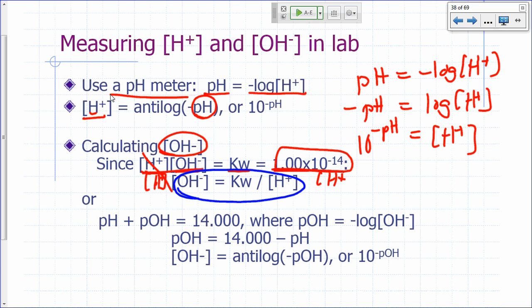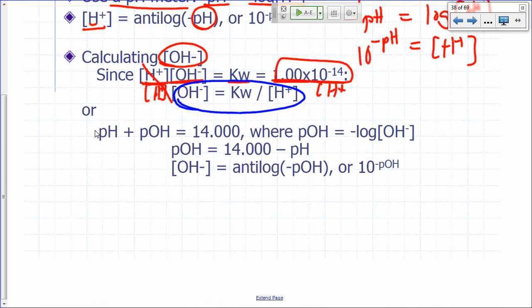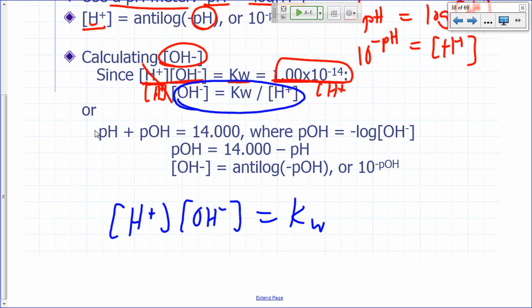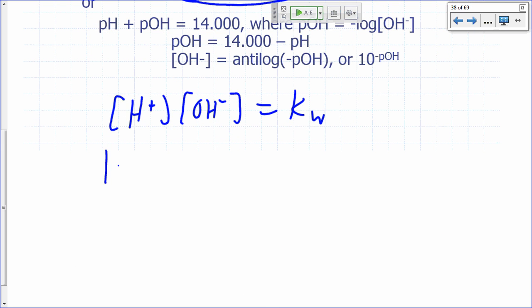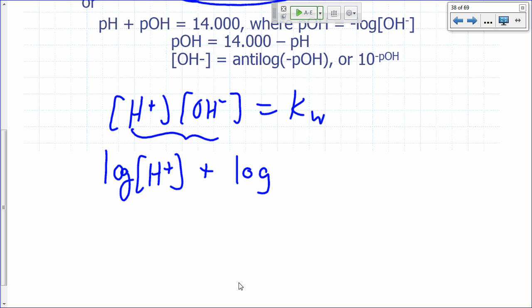One thing you'll also find is, here's another way of looking at it. Since H plus times hydroxide is equal to Kw, if you take the log of both sides, let's just take the log first. Log of a product is equal to the sum of the logs, right? Log of H plus plus log of hydroxide is equal to log of Kw.